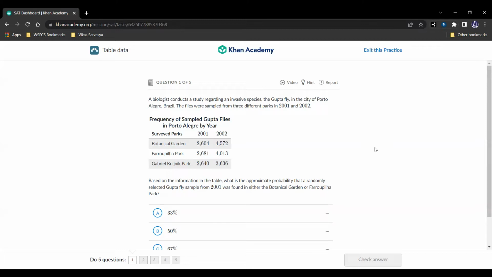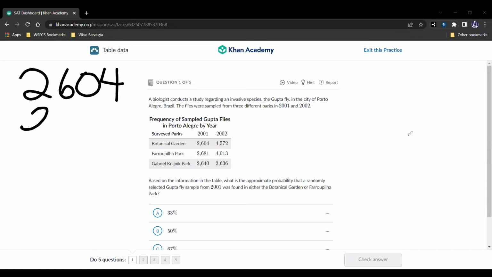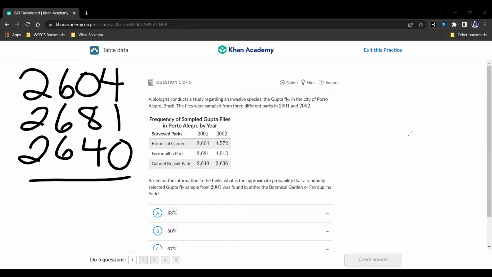We're told that based on the information in the table, what is the approximate probability that a randomly selected Gupta fly sample from 2001 was found in either the Botanical Garden or Ferrao Pilha Park? Well, let's find the total number of samples, which is going to be, adding this up, 2604 plus 2681 plus 2640, which is the total number of samples. We can add that up and we get 7,925.